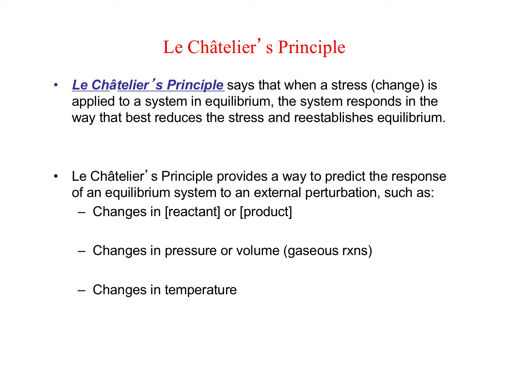So effectively, this is a qualitative way, or at least we're going to use it qualitatively, to predict which direction a reaction has to go to get back to equilibrium. We're imagining the system is at equilibrium, we mess with it, and after we mess with it, what does the reaction do to get back to equilibrium? We're going to look at a couple different changes or stresses that we can apply to a system. We can change the reactant or product concentration. For gas phase reactions, we can change the pressure or the volume of the system. And then also, how do changes in temperature impact the equilibrium?